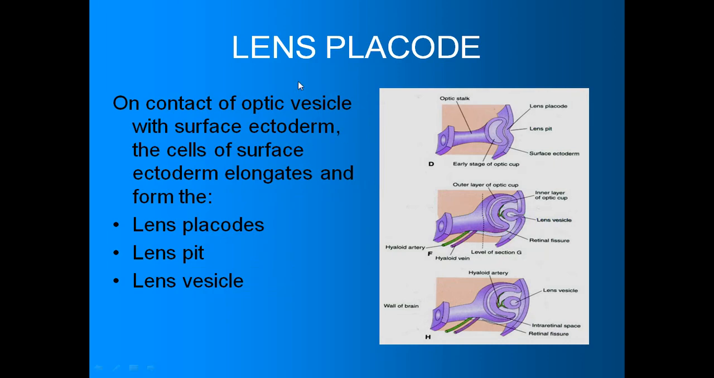Now what is the fate of the lens placode? I already told you, but I will repeat. Thickening of the surface ectoderm is called the lens placode, opposite to the optic vesicle. Later it gets depressed to form the optic cup. When the optic cup is getting depressed, the lens placode is pulled inside, forming a pit and a cavity called the lens vesicle. What happens to this lens vesicle?